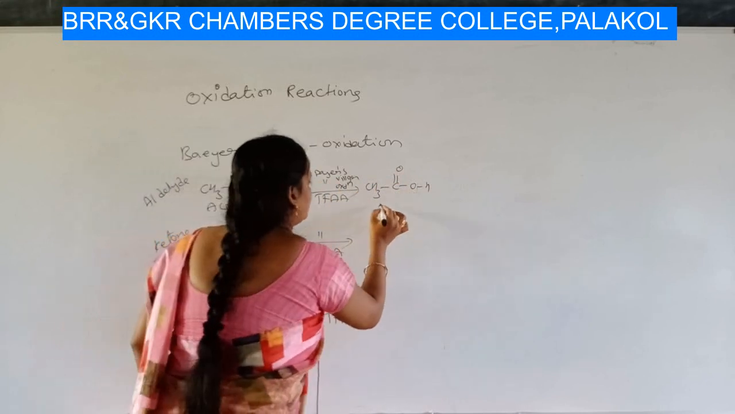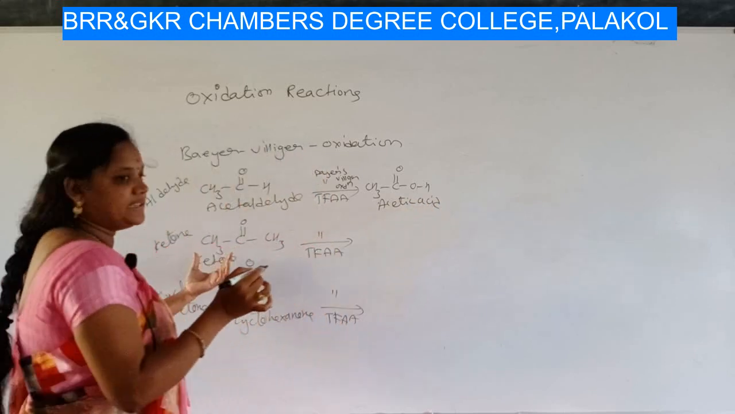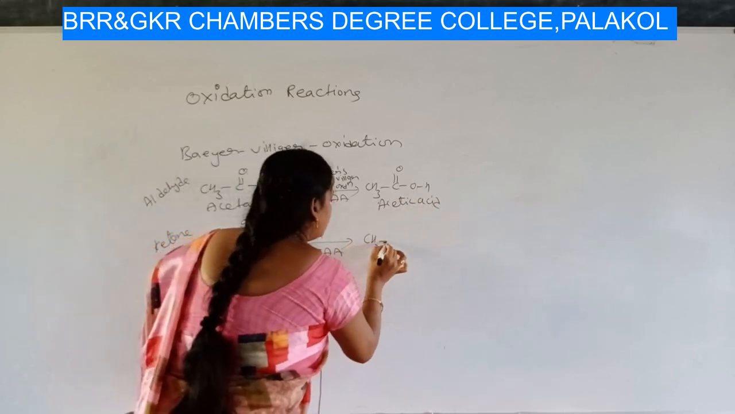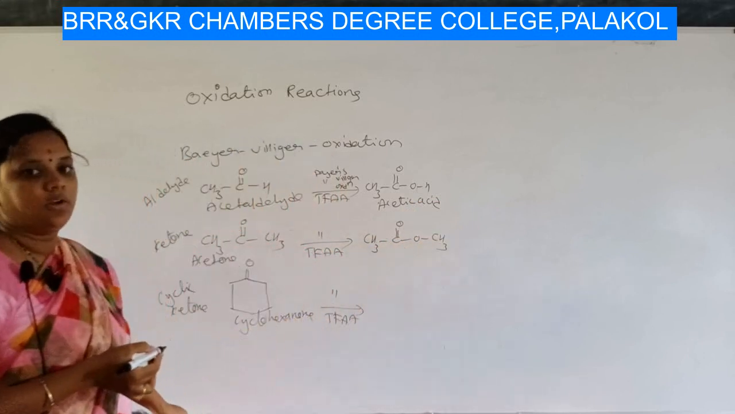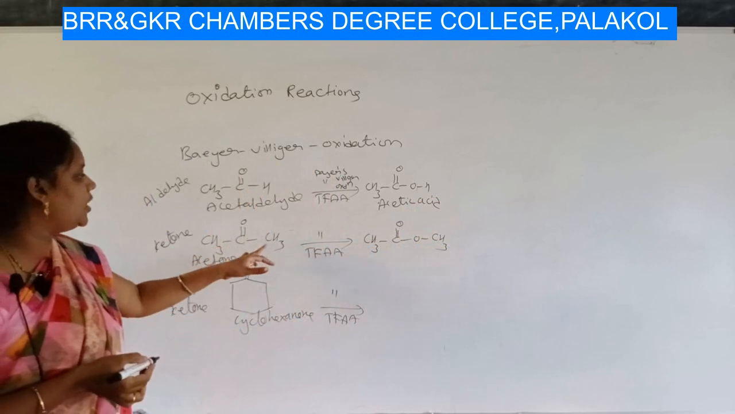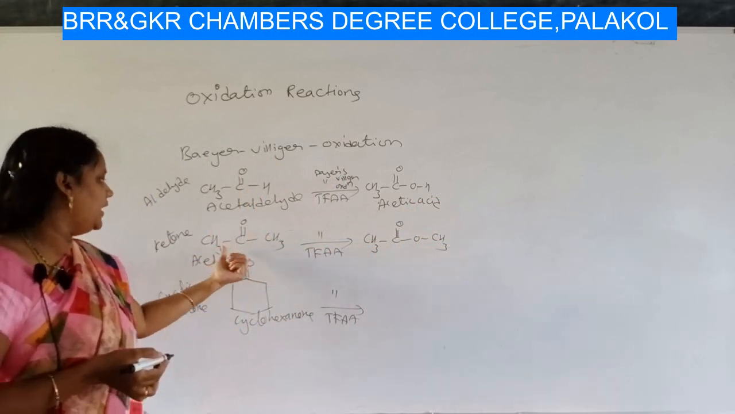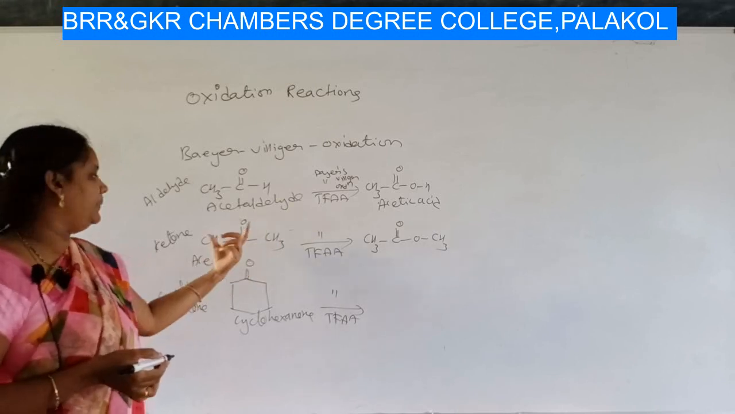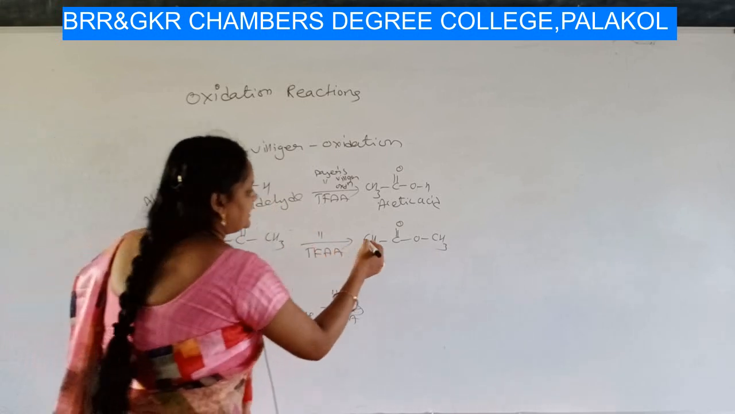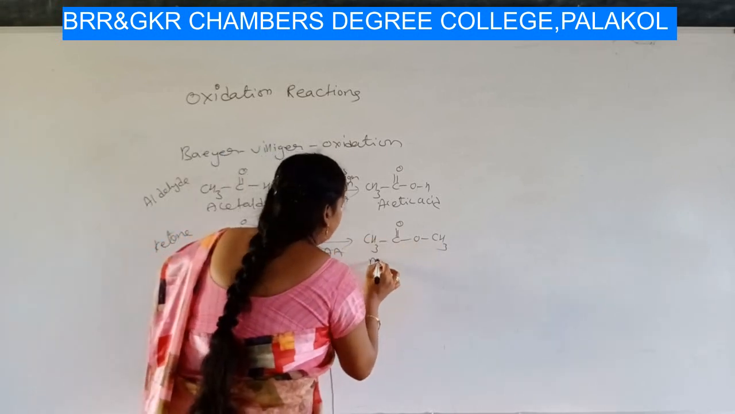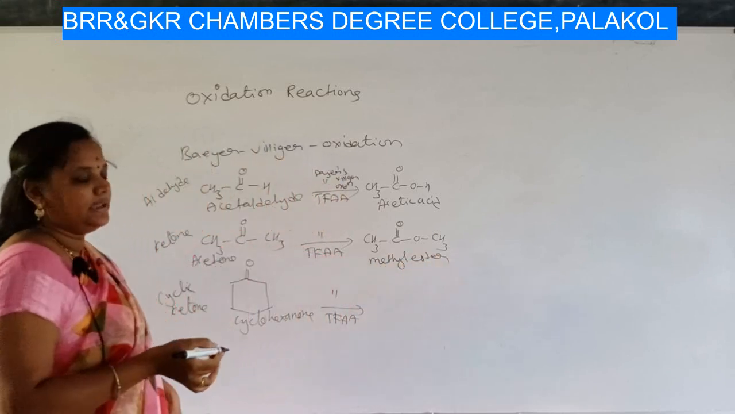In this case, what did you get? Acetic acid. What happens in the ketone case? CH3, C double bond O, OCH3. Insertion of oxygen on either side results in the same product because these are symmetrical alkyl groups. What is the name of this compound? Methyl ester.